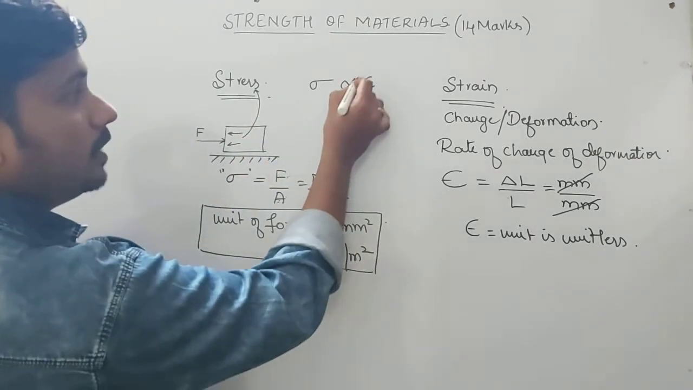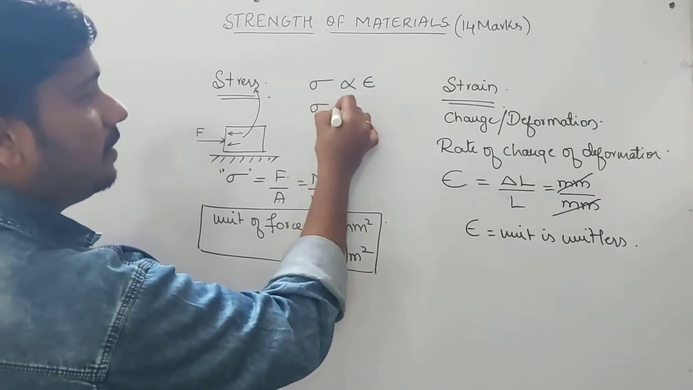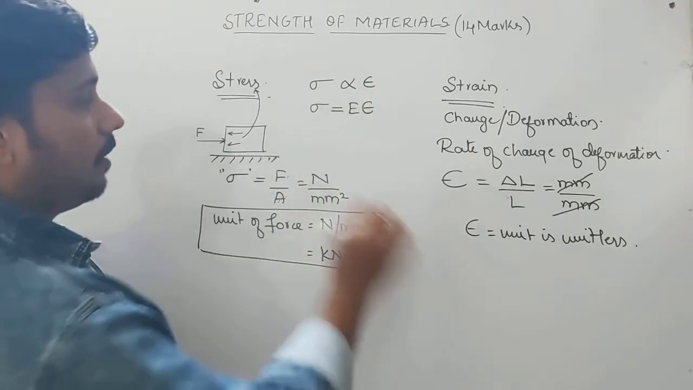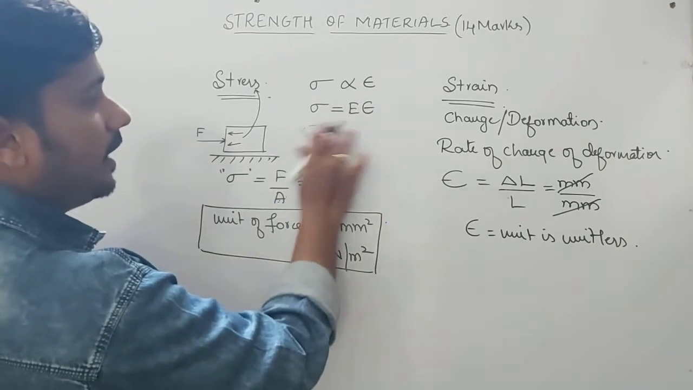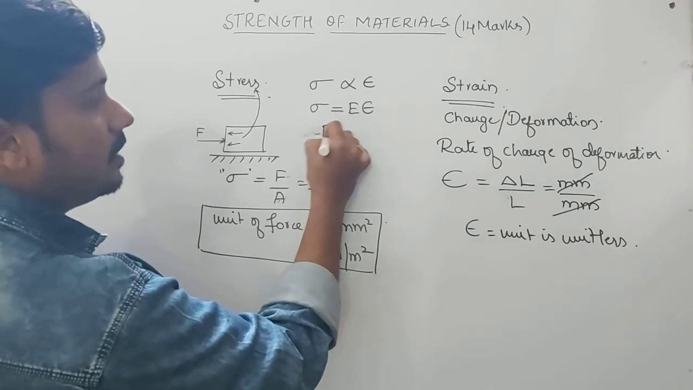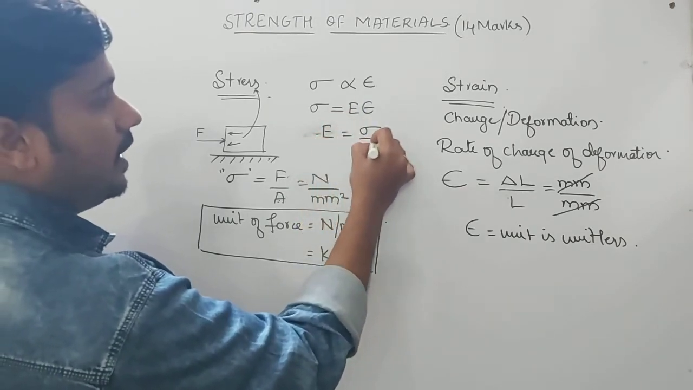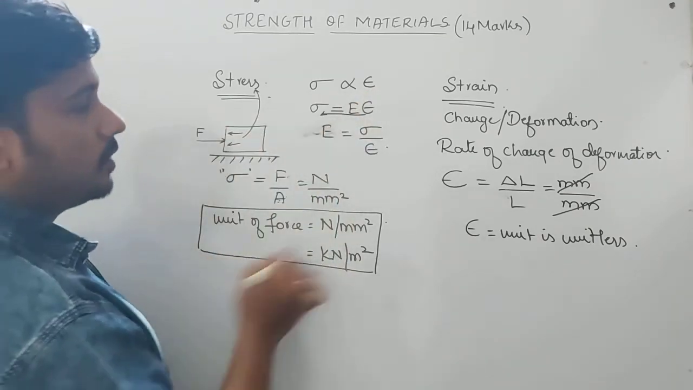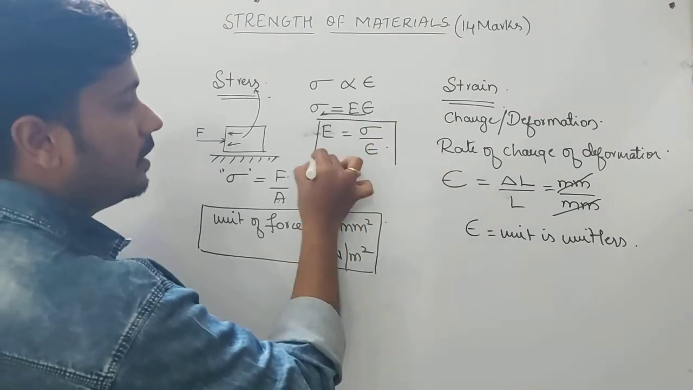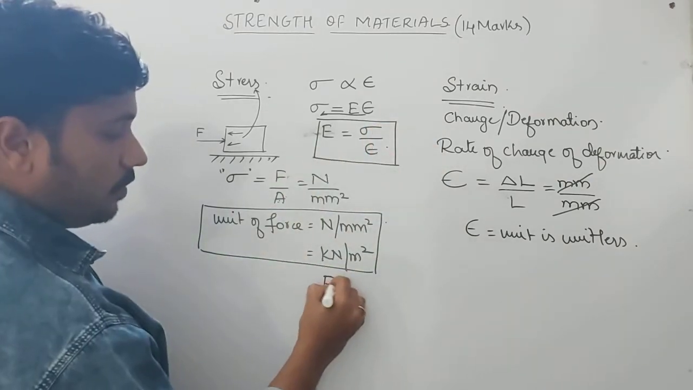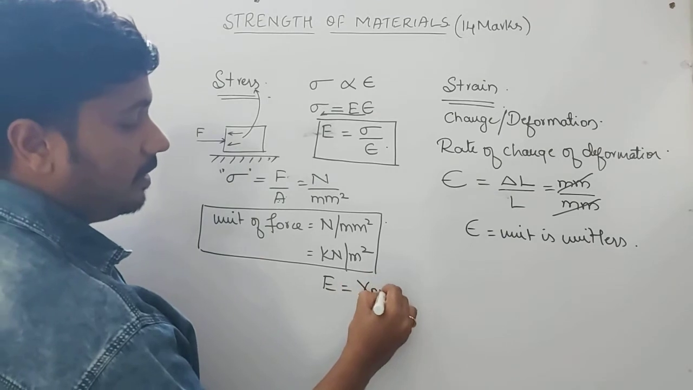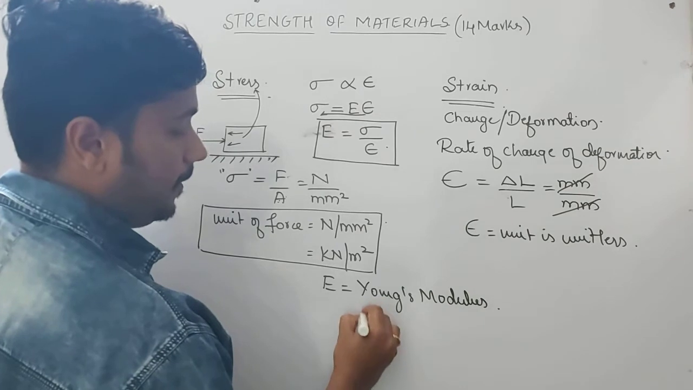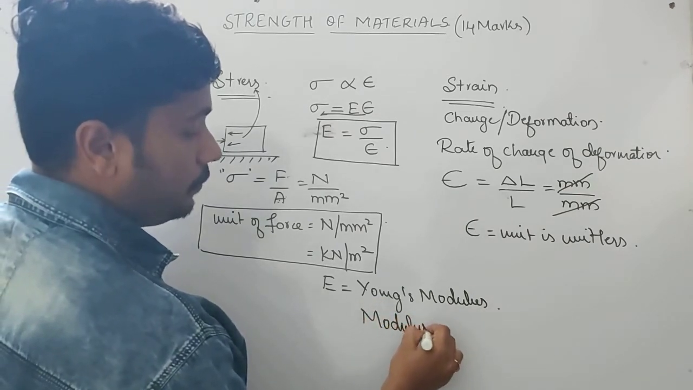So, to remove this constant of proportionality, I will apply one constant, that is E. That is nothing but epsilon. Now stress is, I can bring this E. So this E is nothing but stress by strain. So what happens? E is nothing but stress by strain. So Young's modulus, E is nothing but the Young's modulus or modulus of elasticity.